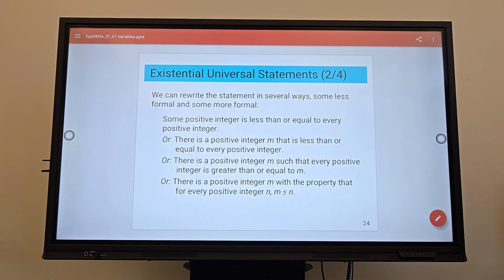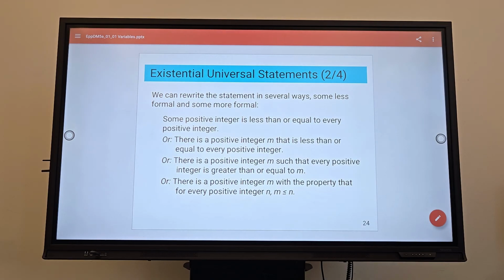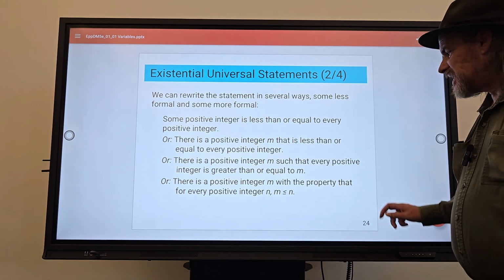You can write it in several ways, some less formal, some more formal. And we're trying to keep things pretty formal in this class. So you would probably say something along the lines of the last one. There's a positive integer m with a property that for every positive integer n, m is less than or equal to n.